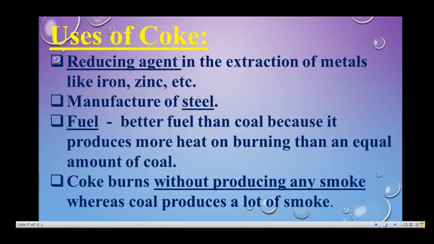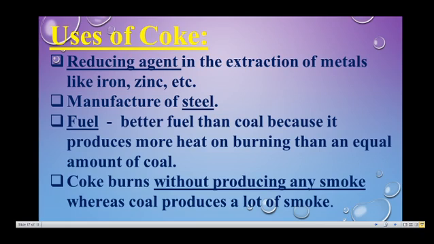It is used as a reducing agent in the extraction of metals like iron, zinc, etc. Already I told you what a reducing agent is. It supplies hydrogen or it removes oxygen. So coke acts as a reducing agent in the extraction of metals, especially iron and zinc. And it is used in the manufacture of steel.